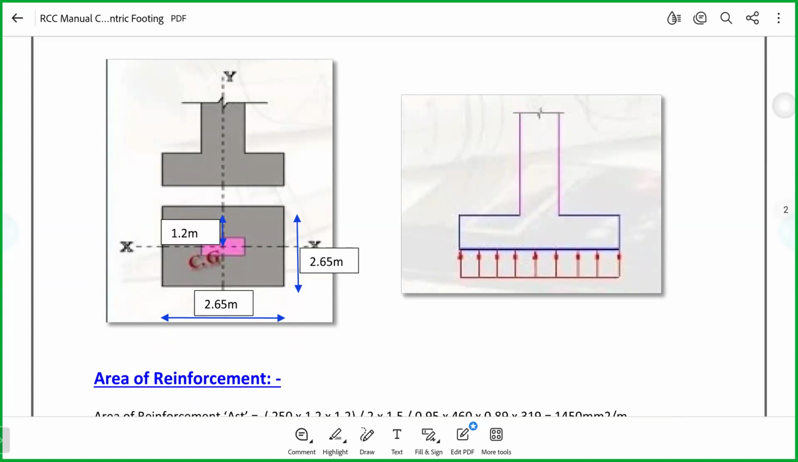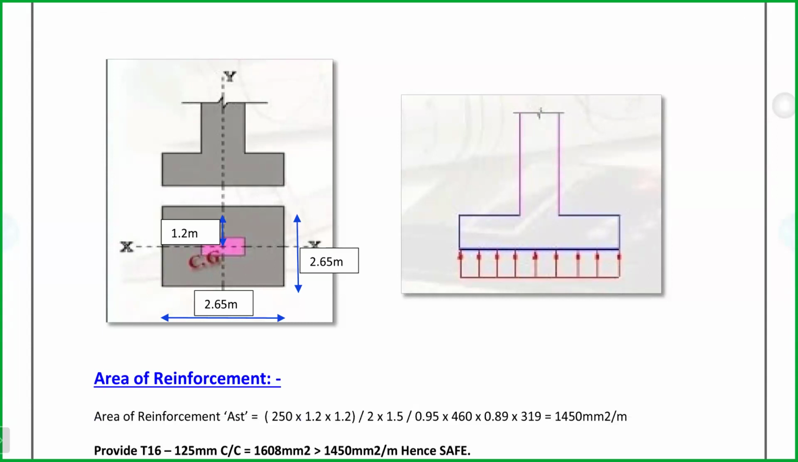And this is the soil pressure which is acting down on it. And this is the cantilever distance. So the column is 250 by 600. In order to calculate the reinforcement, I need to see what is the maximum cantilever length. If I go for the 250 width, then I will get the dimension here, which is 2.65 minus 0.25. Column width is 0.25. Then divided by 2, you will get the cantilever length 1.2 meters.